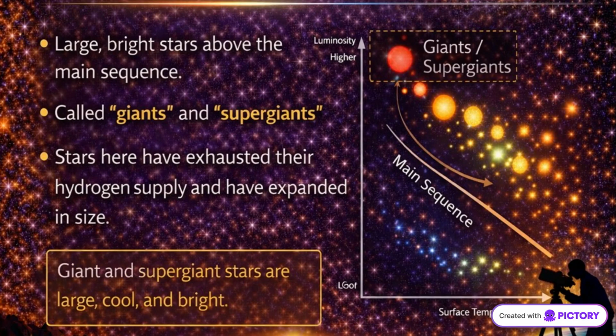Above the main sequence, we find giant stars and supergiants. These stars have exhausted hydrogen in their cores and have expanded in size. They are cooler than many main sequence stars but appear very bright due to their large size.